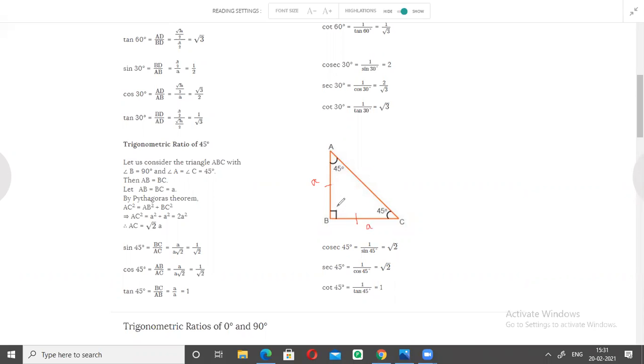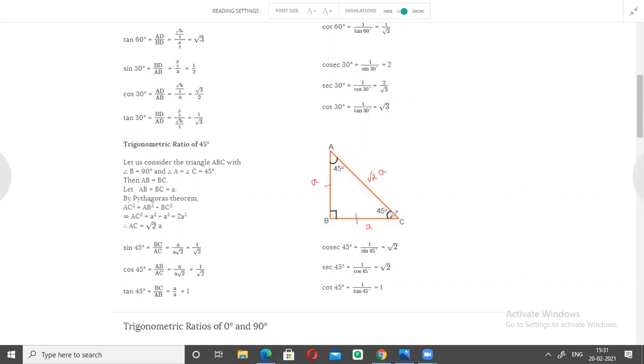We can use Pythagoras theorem here. So AC square, the hypotenuse AC square, will be equal to A square plus A square, that is 2A square. So AC will be equal to root of 2A square, which is root 2 A. So now we have all the three sides.